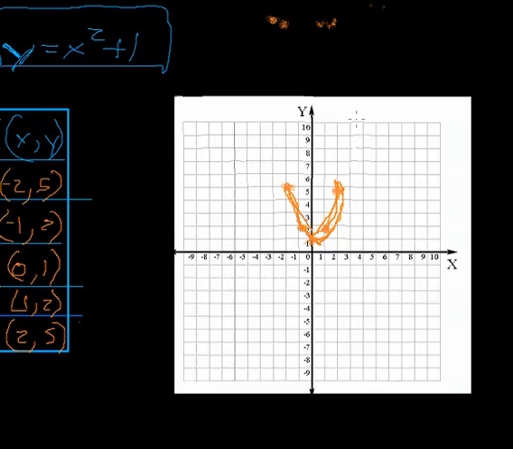Later you're going to learn that these U shapes are called parabolas. But right now, just know that this is an actual U shape. That's all you got to know right now. So let's move forward from here. We've just graphed our equation. We'll move on to another piece.